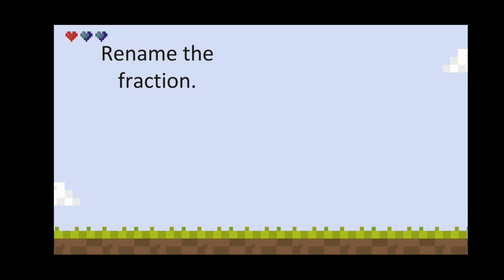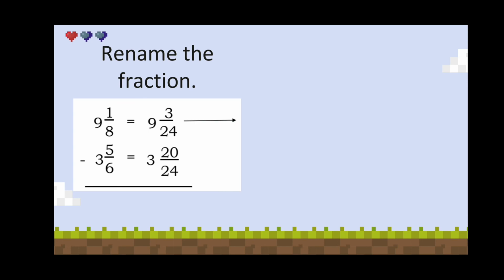Next, we will be renaming the fractions. So, from 9 and 1 over 8, dapat yung 8 magiging 24 since that is the LCD. So, para maging 24 ang 8, imamultiply natin siya by 3. So, 8 times 3 is 24. And syempre, yung numerator, ganun din ang gagawin natin. Imamultiply natin by 3. So, that's why meron tayong 9 and 3 over 24. So, siya na yung bagong fraction. Yung whole number, hindi natin siya gagalawin. I-rewrite lang natin siya. Okay?